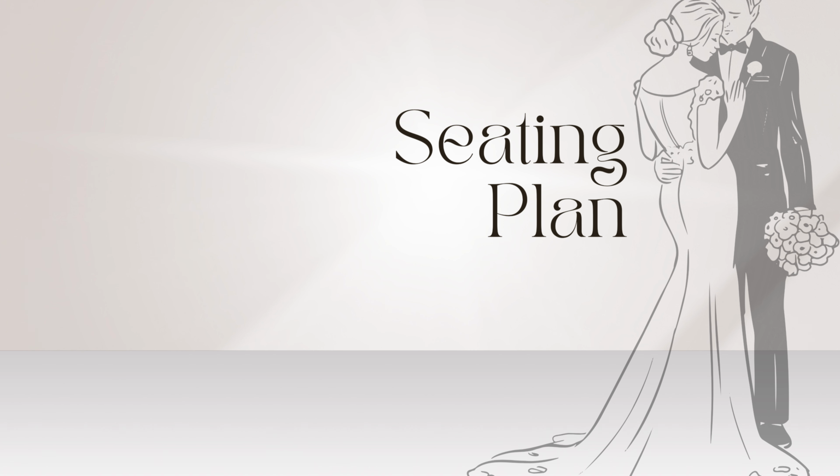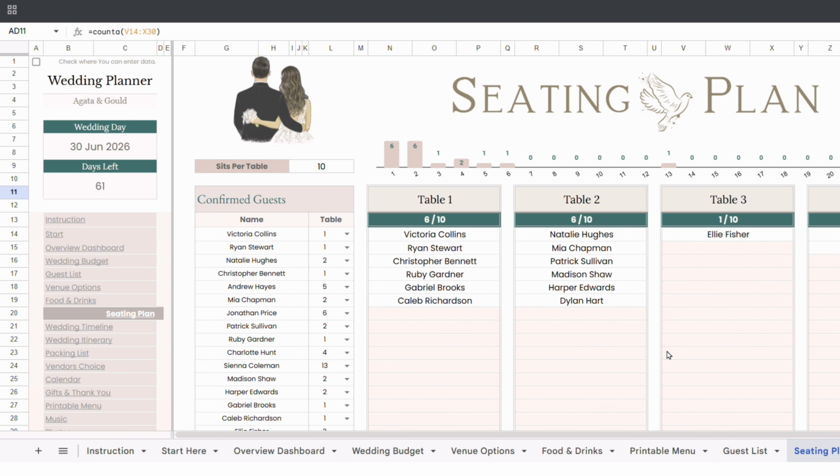Next, all the guests who have confirmed their attendance in the guest list will automatically appear in the seating plan. On the left side, in the confirmed guests table, you'll see a full list of everyone who RSVP'd yes. This is your starting point for arranging the seating. At the top, you can set the seats per table. Simply enter how many people can sit at each table.